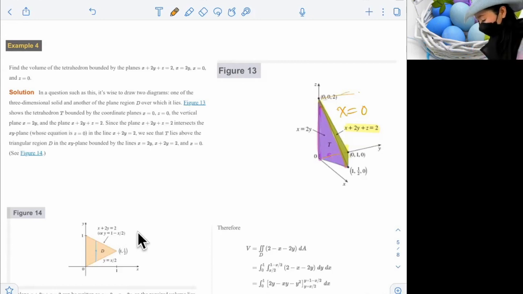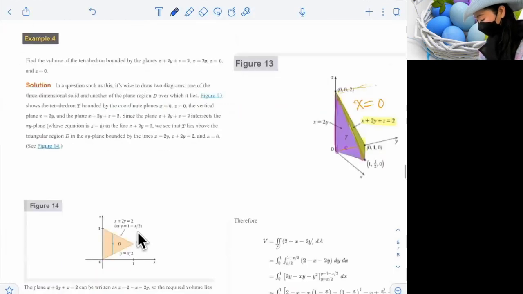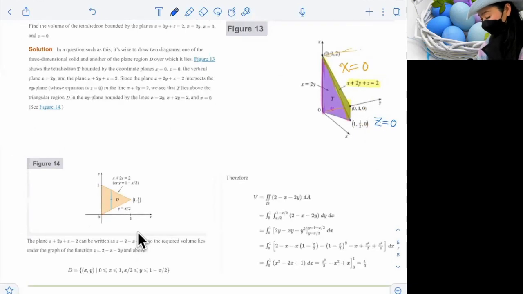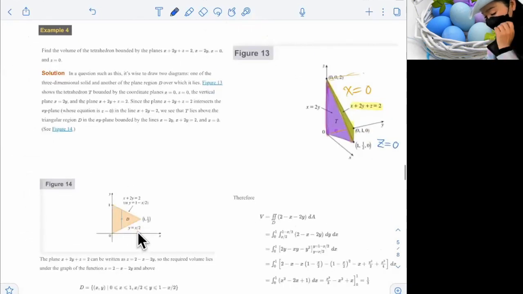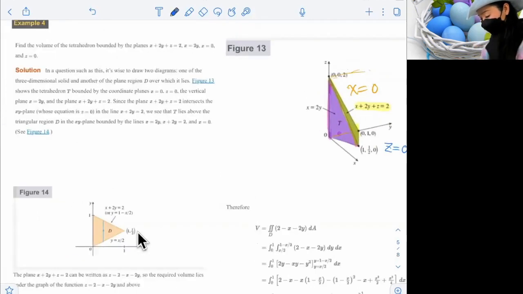And then z equal to 0. Z equal to 0 will be the xy plane. So the xy plane is z equal to 0. So you have this. Now what are we trying to look for? We're trying to look for the volume of this tetrahedron.